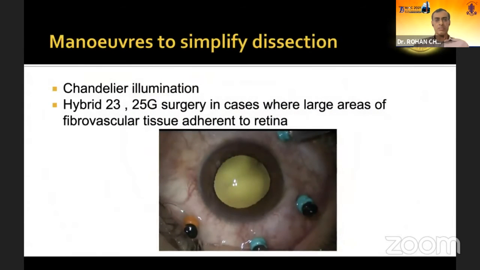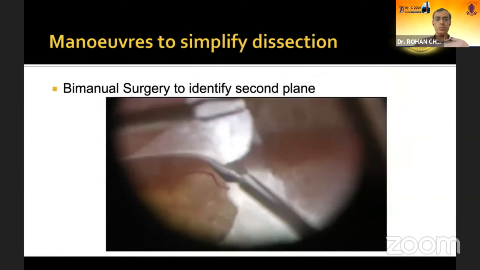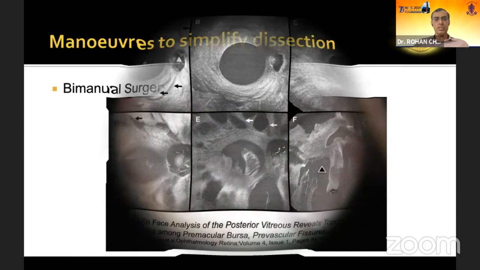To simplify dissection, we can use hybrid surgeries with a 23 gauge port, a 25 gauge port and a chandelier. 23 gauge scissors are easier to manipulate for beginners, and then you can shift on to 25 gauge. The second instrument helps you to hold the front, and you can then insert your scissors in the right plane and prevent injury to the retina.